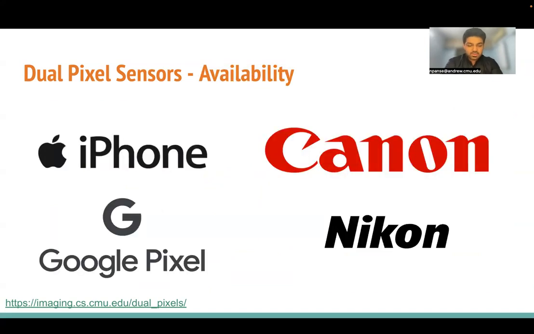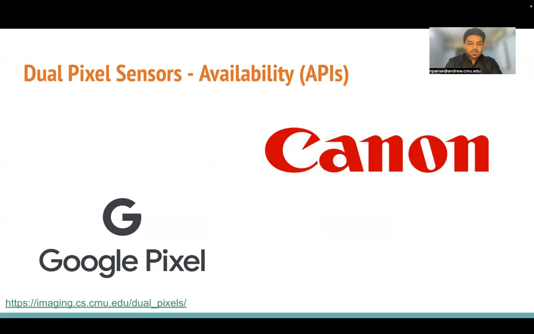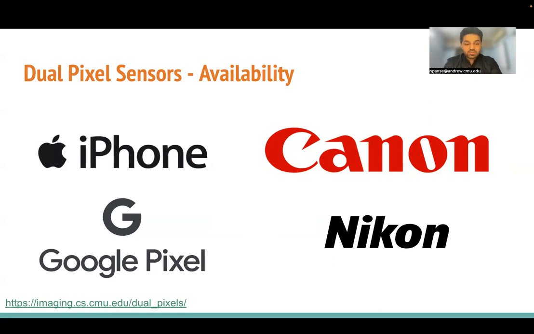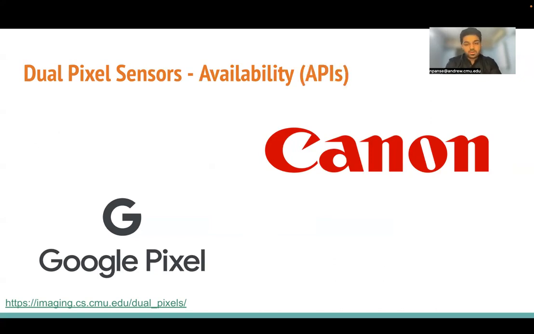Dual pixel sensors have recently been present in almost all industry camera vendors, but only Google and Canon have exposed APIs.